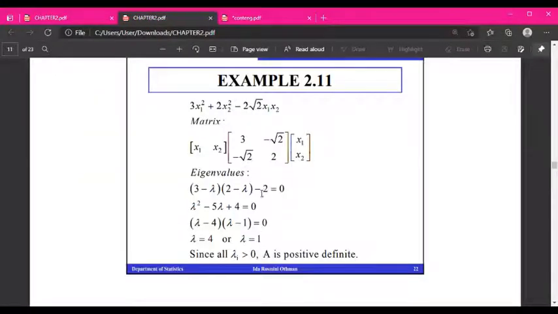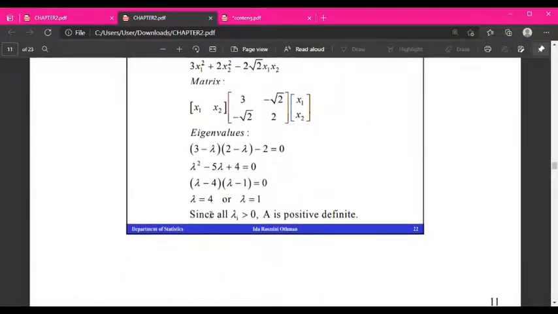So you will get lambda minus 2. And then expand and equate with 0. After expanding, you have to factorize again. Then you will get lambda 4 and lambda 1. Because both of these lambda are greater than 0, both of the eigenvalues are greater than 0. So matrix A is positive definite.